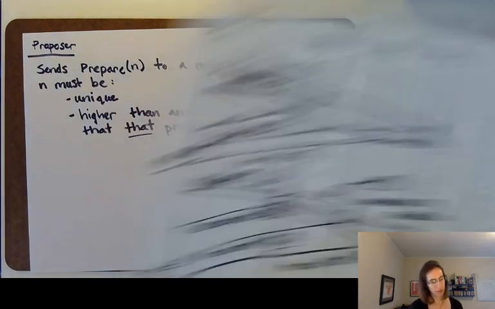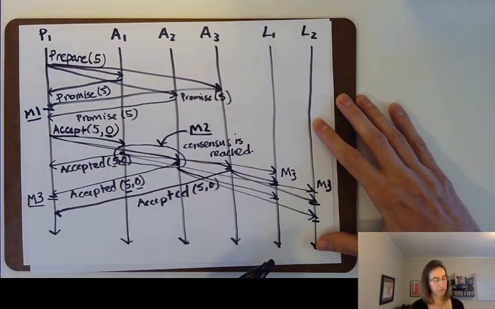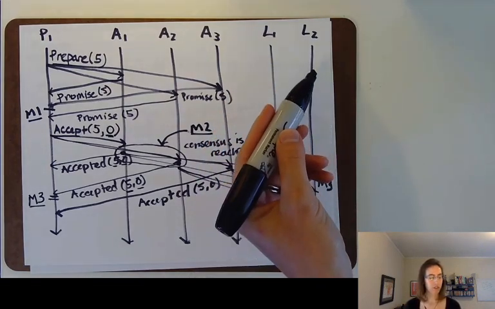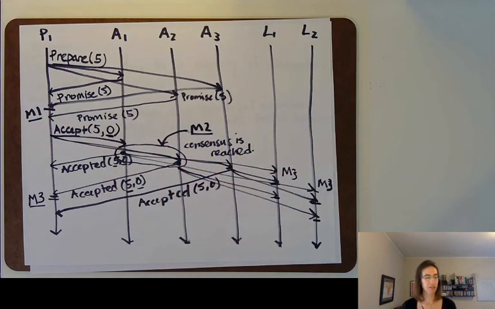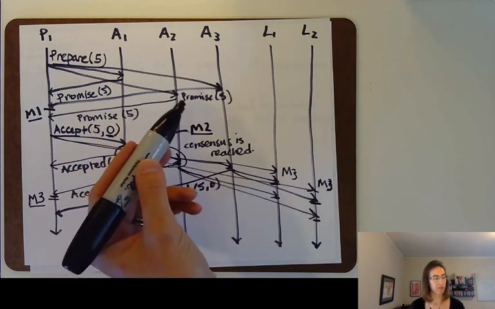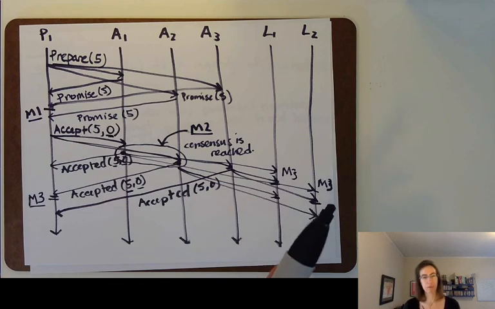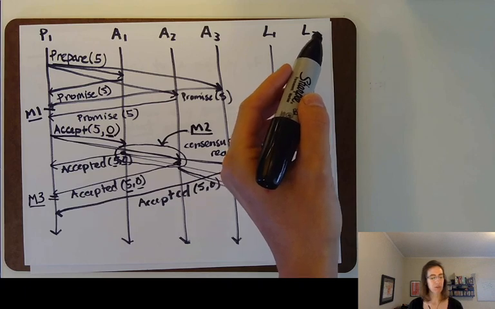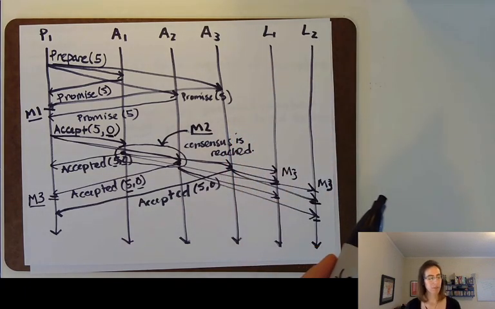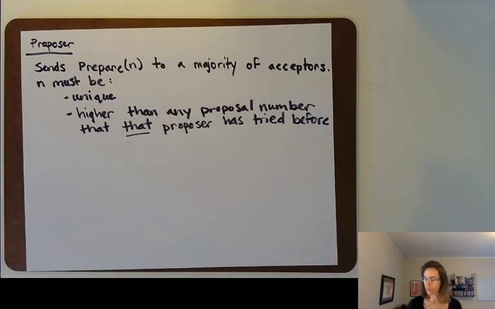So if P1 sends prepare 5, if there were another proposer over here, it would be perfectly fine for that proposer to send prepare 4 at that point. It might not have much luck doing so, because by the time that prepare 4 message gets over here, these acceptors might have already promised 5, which would mean that they would ignore the prepare 4. But there's nothing that says that proposer 2, if there were a proposer 2 here, couldn't send a prepare 4. Okay, so that's what the proposer does initially.